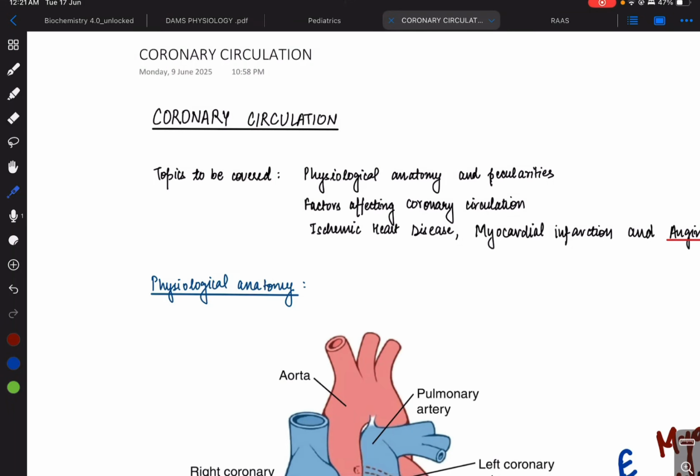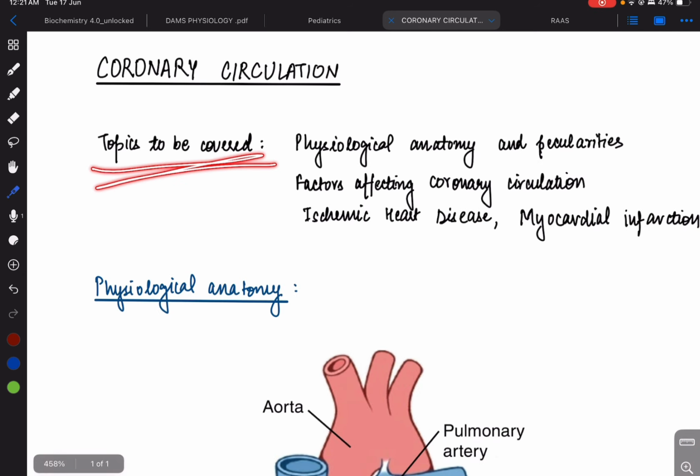Hello everyone. Today we are going to discuss two of the topics of the cardiovascular system. The first one is the coronary circulation, and the next one we will discuss later is the RAS, or renin angiotensin aldosterone system.